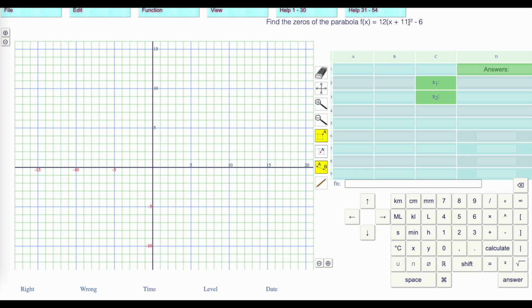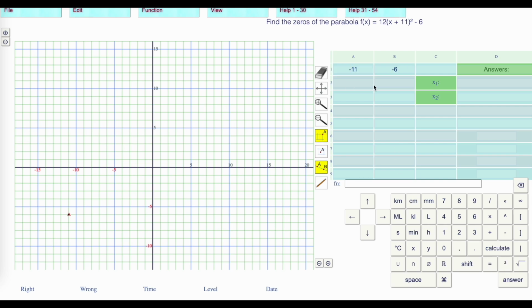The vertex is at negative 11, negative 6 here, and it's opening up. We're going to have 2 zeros. Let's see exactly what this looks like. When the x is negative 11, the y value should be negative 6, is equal to 12 times, open bracket, the x value plus 11, negative 11 plus 11, 0, squared is still 0, minus 6 gives us minus 6.